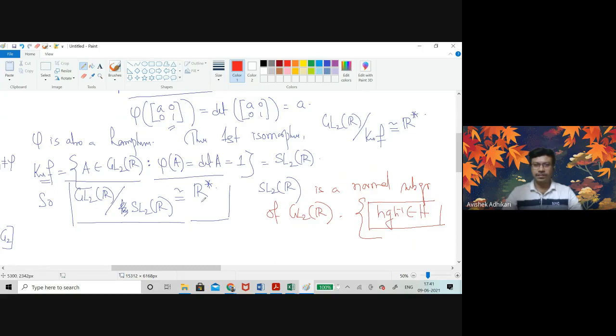Clear? Is it clear to all of you? Good. So that is a very interesting and quite important question, and in many competitive exams, you will find this question.